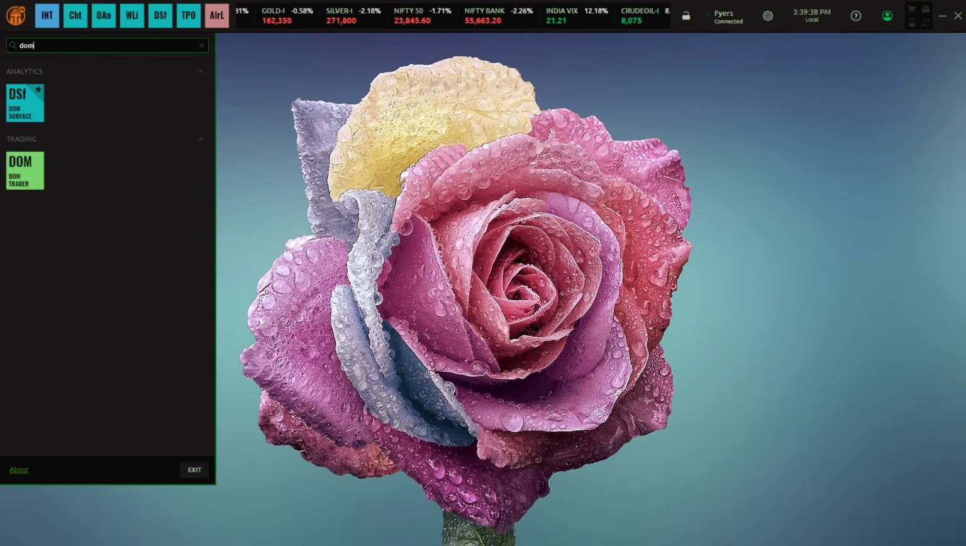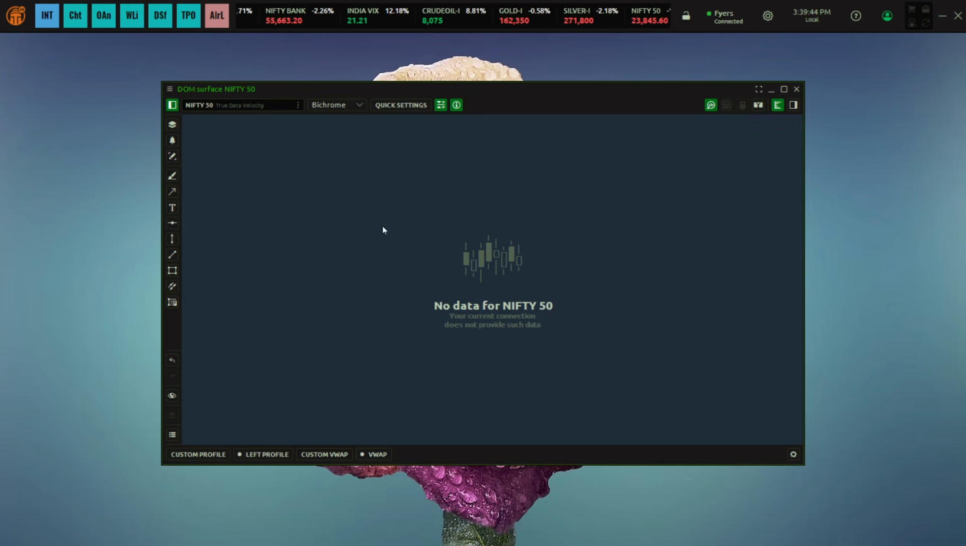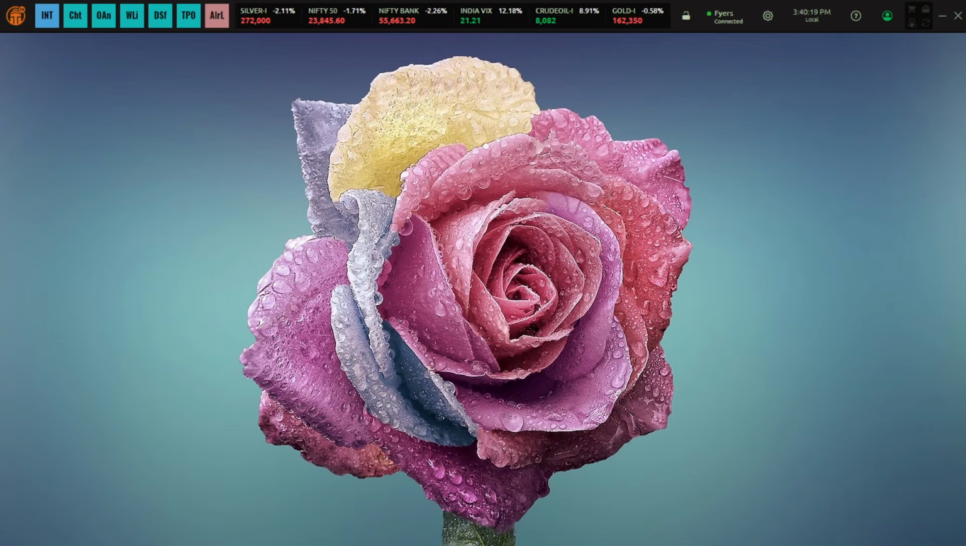Then search here for DOM surface. This will work in the live market only. So if I apply any symbol, it will not work because the market is closed now. Don't apply a spot symbol like Nifty 50 or Nifty Bank. These are spot symbols. You need to apply a symbol which is tradable, that is options, futures, and cash segment symbols. Once you apply that, you will see the data. It will not work if the market is not live. So if I select the Nifty March future contract, you can see no data for this because the market is not live. Once the market is live, it will show you data like this.